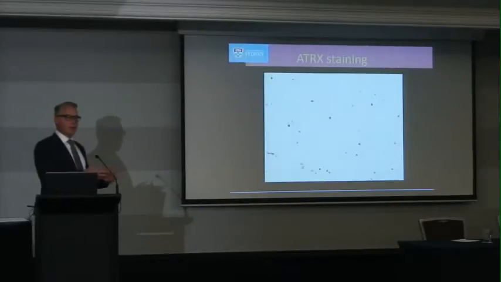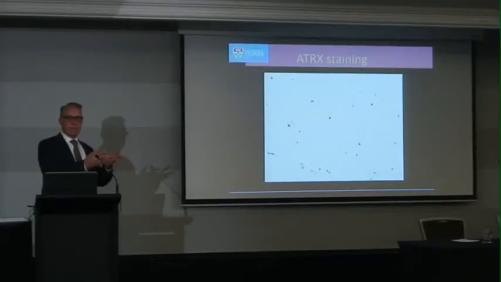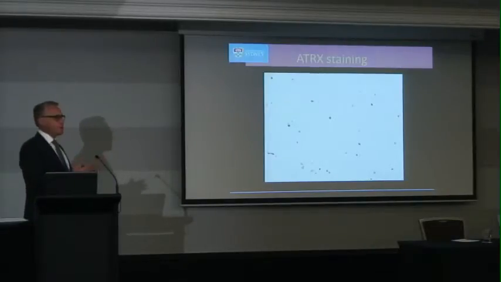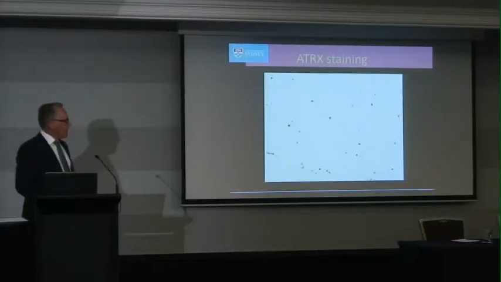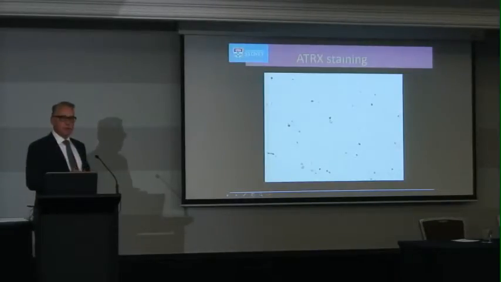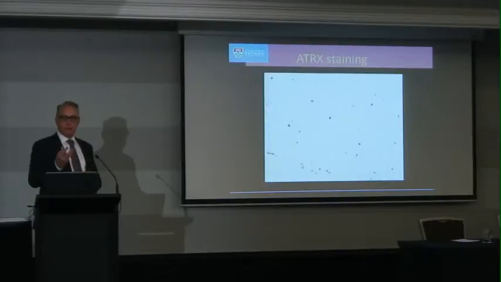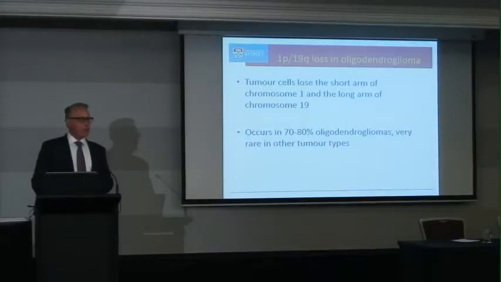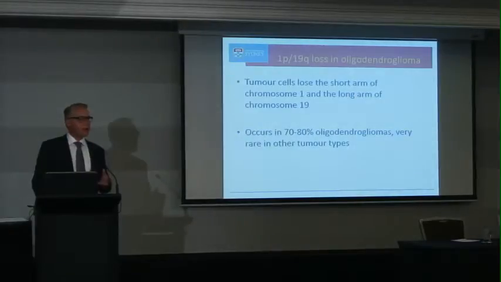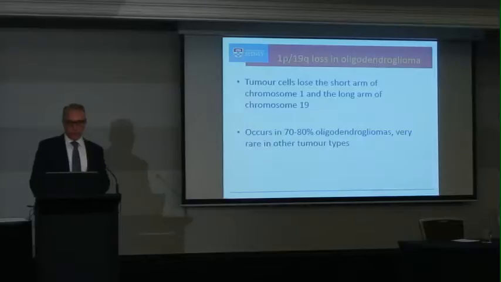So with IDH, we're looking for the presence of a stain, means there's an IDH mutation. With ATRX, we're looking for absence of a stain. You can see there are some brown dots in the background, but not many. And that's the normal brain cells that have been overtaken by the tumour, and they still stain up because they're not part of the tumour, they're the normal brain. So those two stains have really revolutionised the diagnosis, an accurate diagnosis of brain tumours.